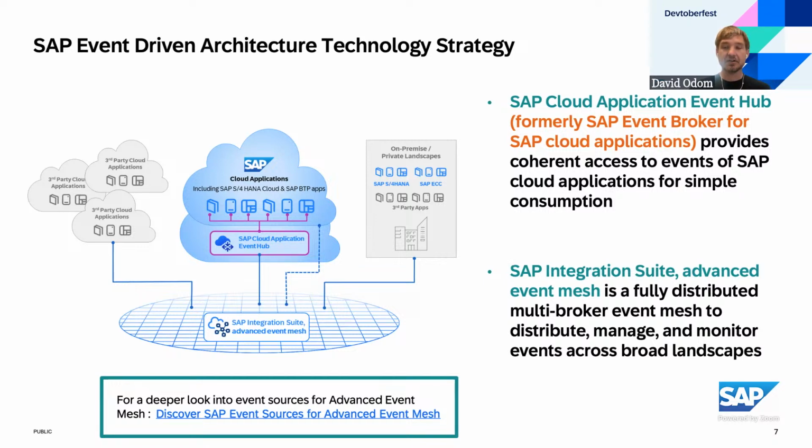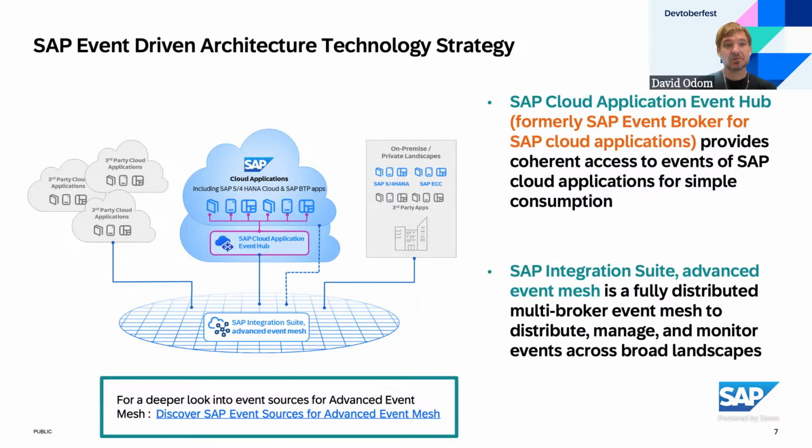So we can take all of these disparate sources and pull them down together into this SAP Integration Suite Advanced Event Mesh. So here, as we say on the right, this is a fully distributed multi-broker event mesh to distribute, manage, and monitor events across the broad landscapes. So what I want to highlight here is we have these two different things. They're serving different purposes, but they're put in place to interoperate.